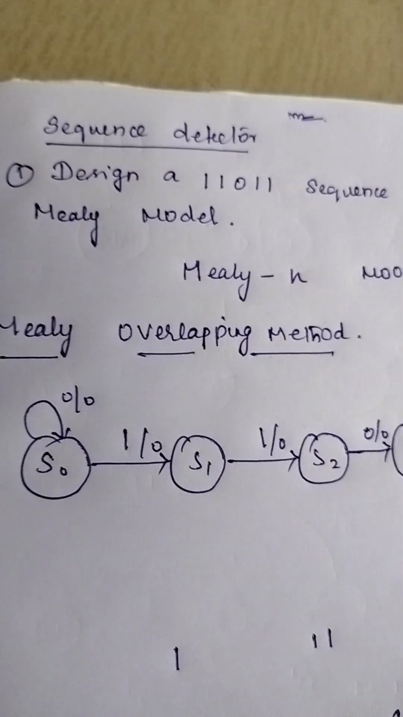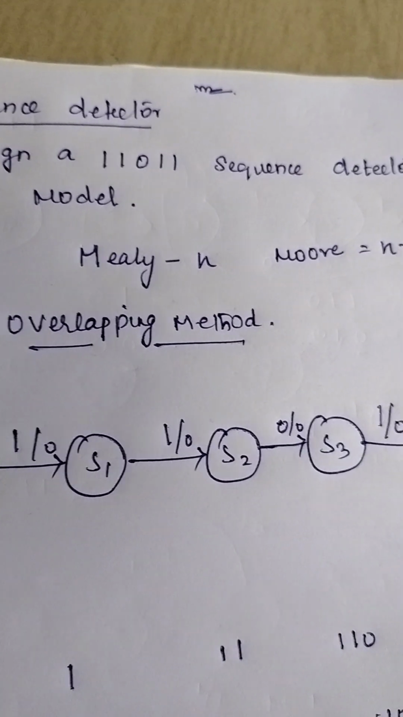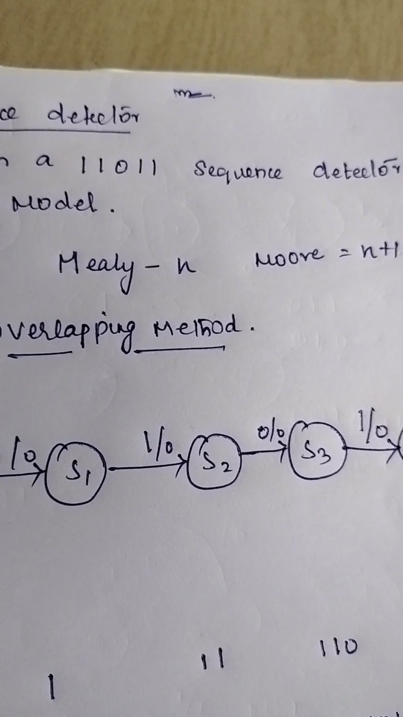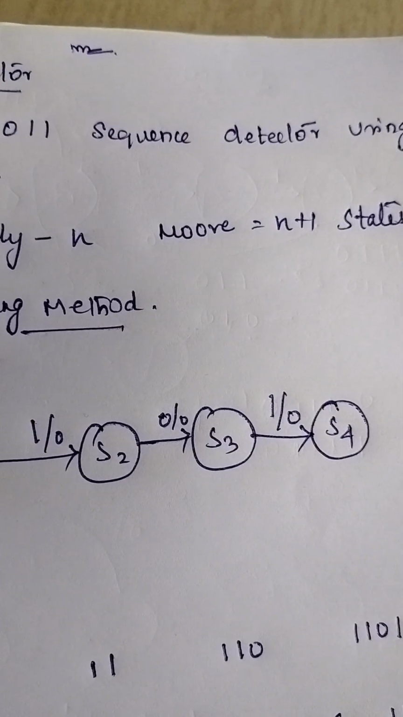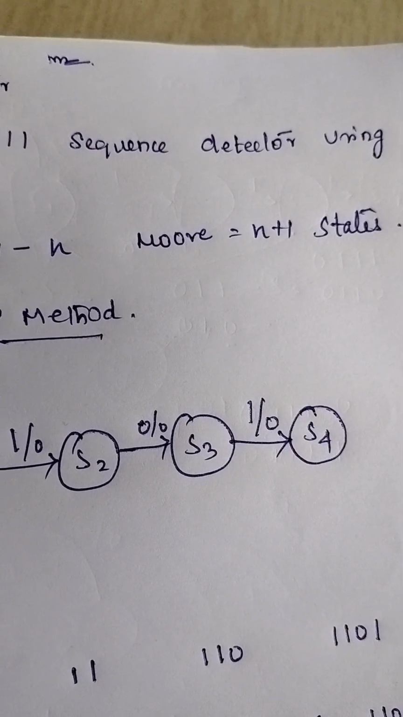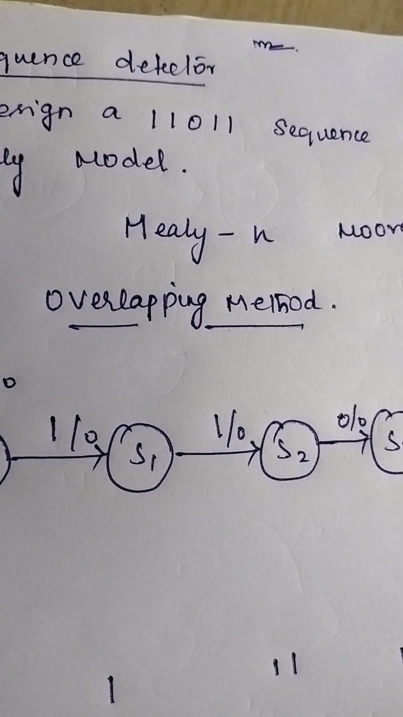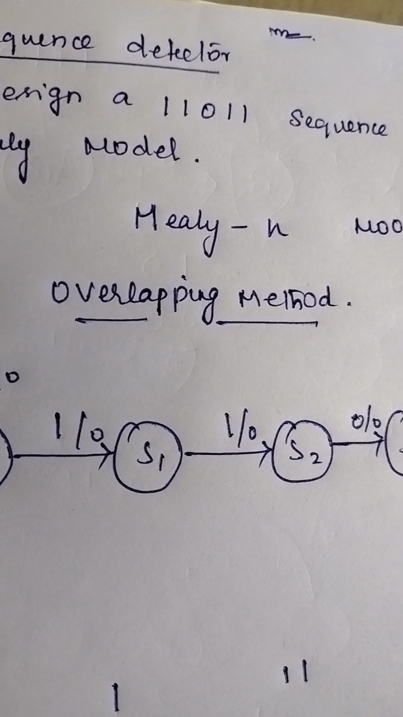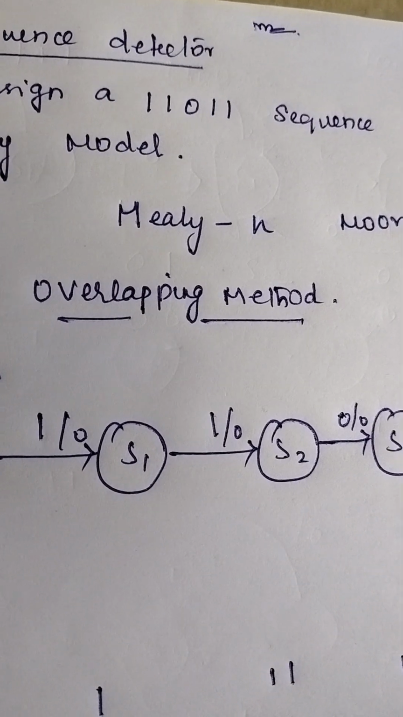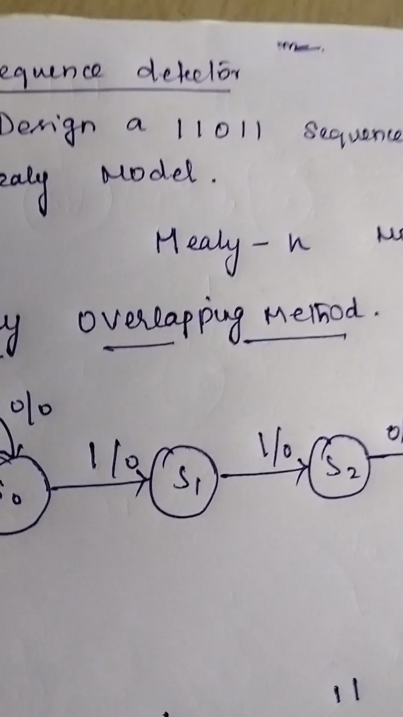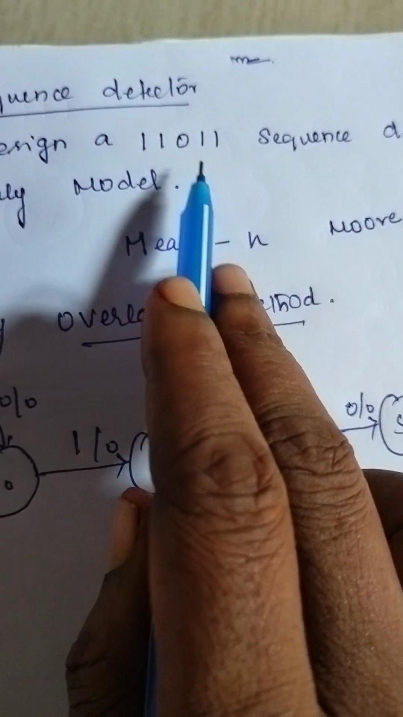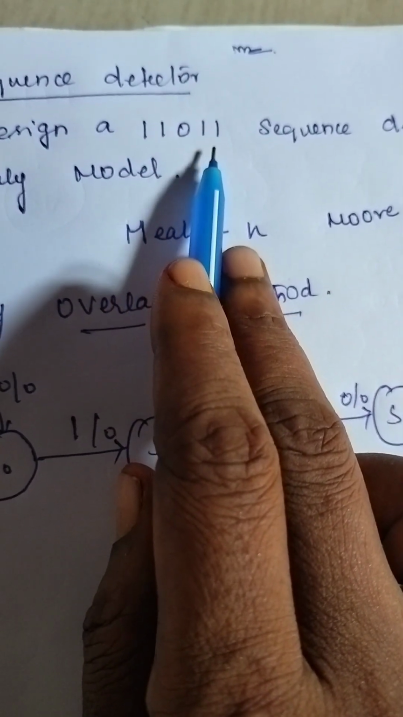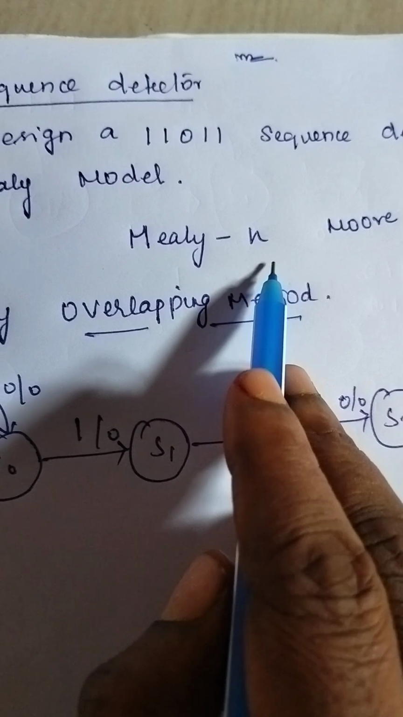First you have to know how many states are required. If it is Mealy model, you require n states. If it is Moore model, you require n plus 1 states. Already you know what n means. n is nothing but the number of bits given in the sequence. Here they have given 5 bits, 1 1 0 1 1. So this is your sequence. The total number of bits is 5, so n is equal to 5.